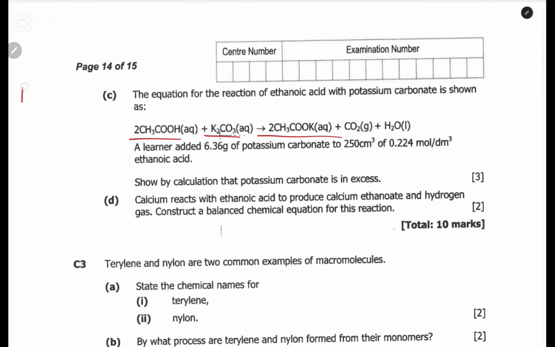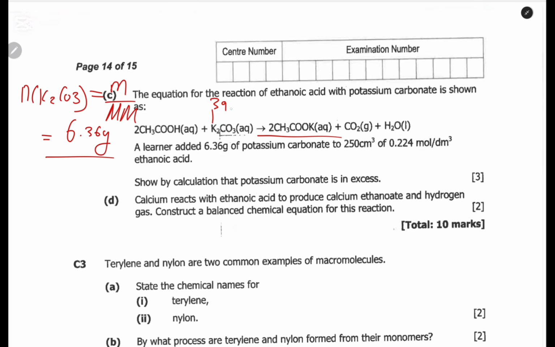So with potassium carbonate, we have the given mass, and therefore the formula that you use to find the number of moles is given mass over molar mass. Okay, the given mass is 6.36 gram. Then if you are to look at potassium carbonate, the relative formula mass of potassium carbonate, potassium is 39. So 39 multiplied by 2, plus 12, which is carbon, then plus 16 multiplied by 3, which is carbonate.